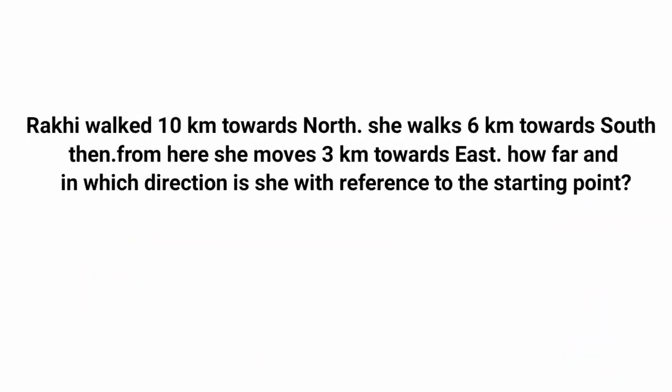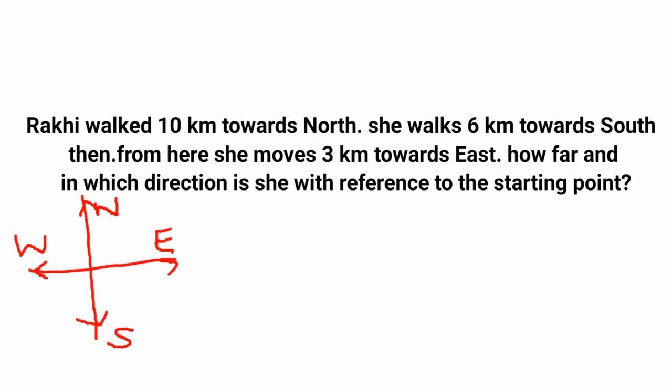Second question. Ragi walked 10 kilometers towards north. She walks 6 kilometers towards south then. From here she walks 3 kilometers towards east. How far and in which direction is she with reference to the starting point? So we know the direction map. It is given here.